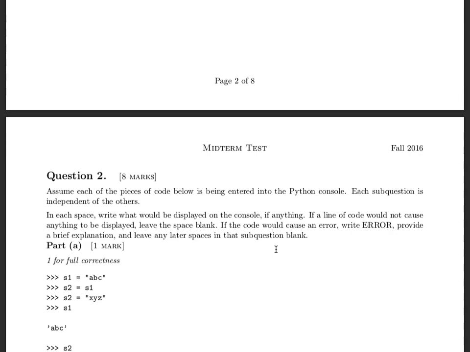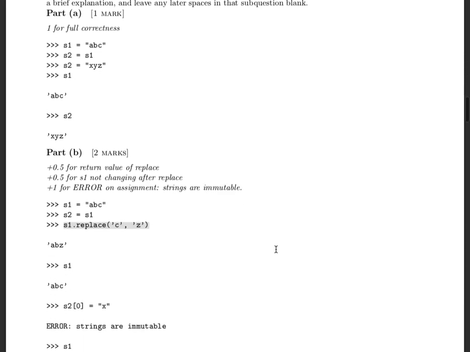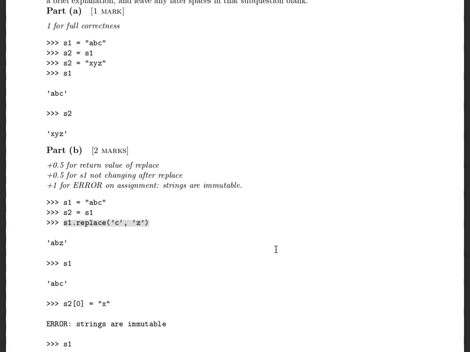So S1 replace is its own string, right? As opposed to S1. Well, S1 dot replace is a function which returns a string, right? So this has return type string, right? Whereas the list operations didn't have return types, right? They just changed the string in place.